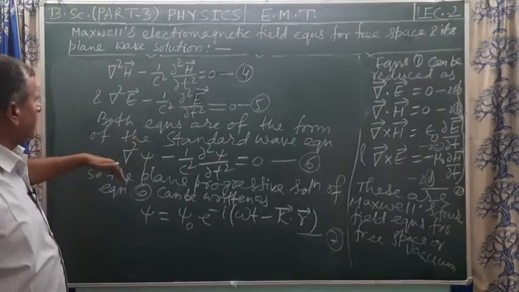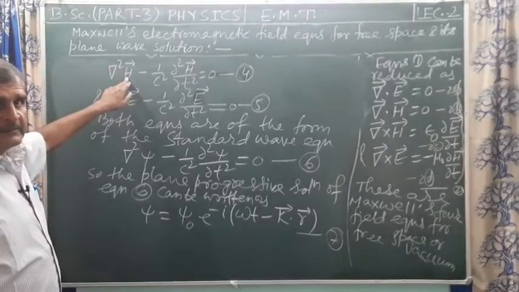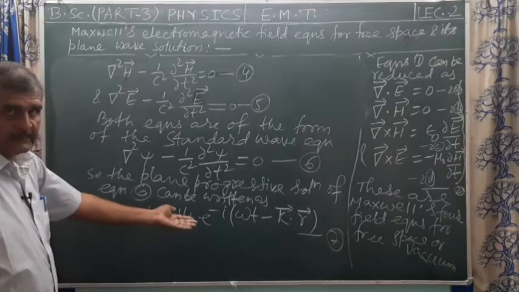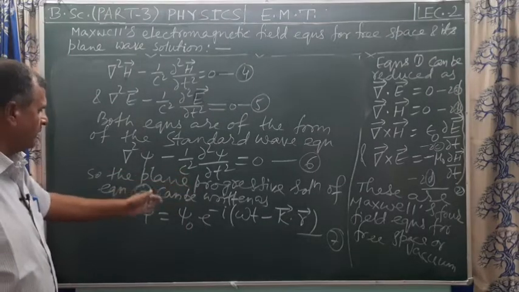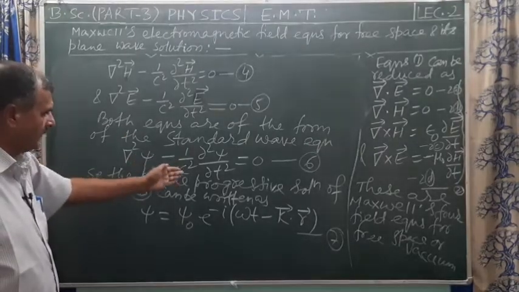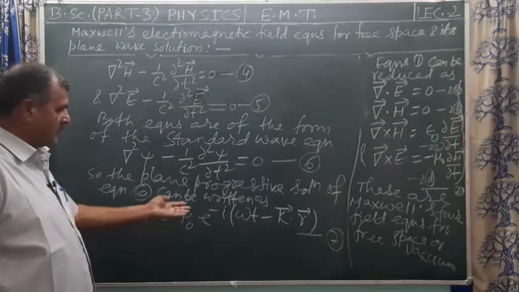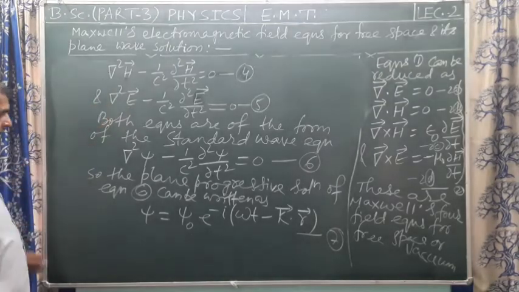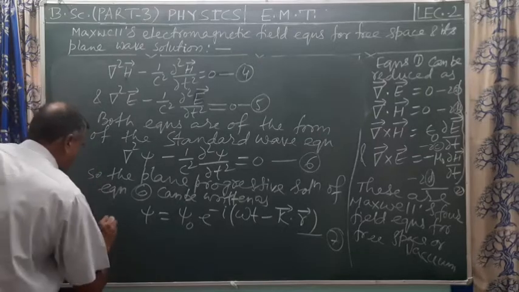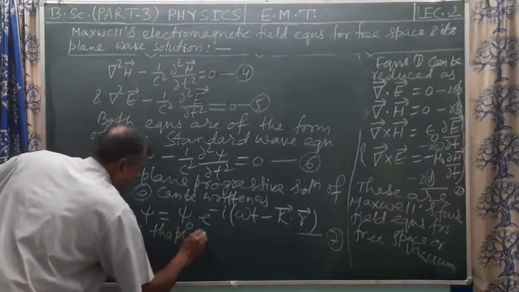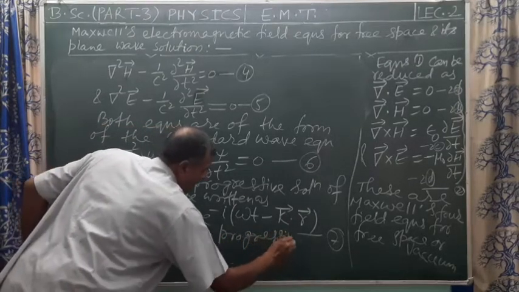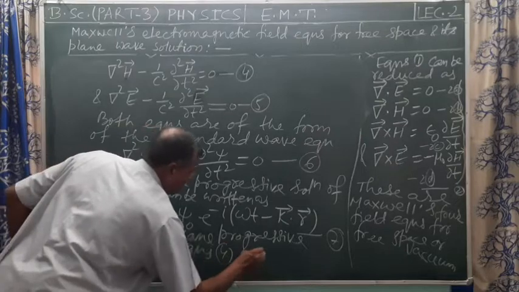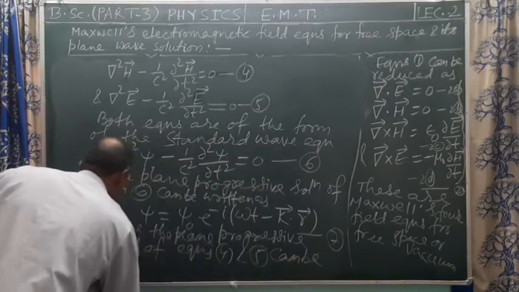Both equations 4 and 5, that is the vector wave equations for magnetic field intensity H vector and electric field intensity E vector, have solutions that can be written in the similar way as the plane progressive solution of the standard wave equation del square psi minus 1 by c square del square psi by del t square is equal to 0, which is psi equal to psi naught e to the power minus i omega t minus k dot r. So the plane progressive solutions of equations 4 and 5 can be written as follows.